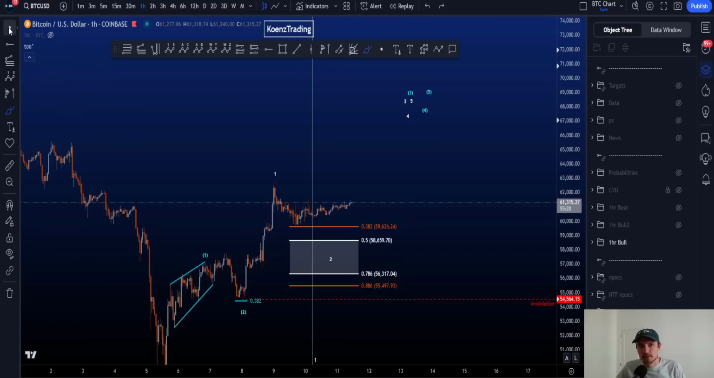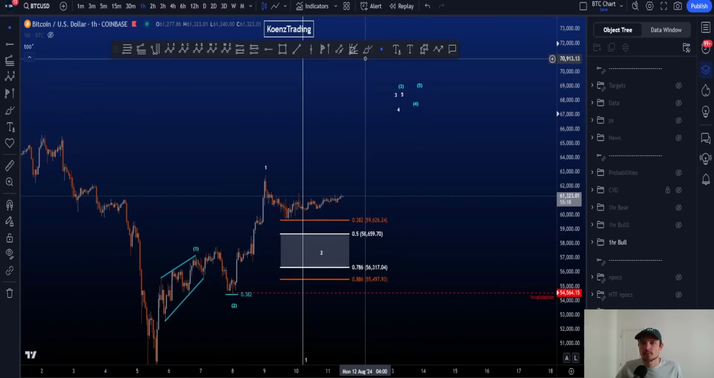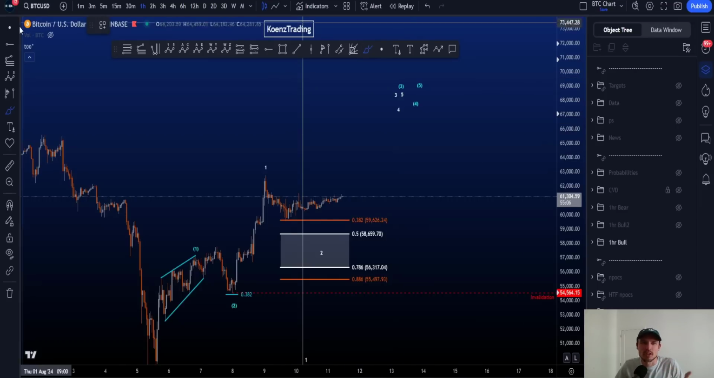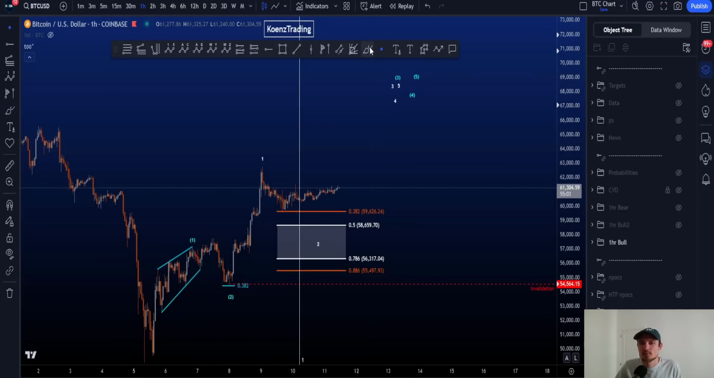Now, preferably, a lower degree Elliott wave count is a little bit shorter in time and price compared to the higher degree count. It is not a must, it is not a rule, but it is more like a sort of guideline because you would expect a lower degree Elliott wave count to generally be a little bit smaller.